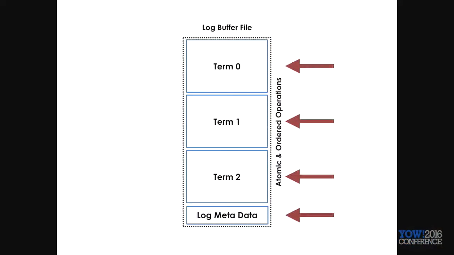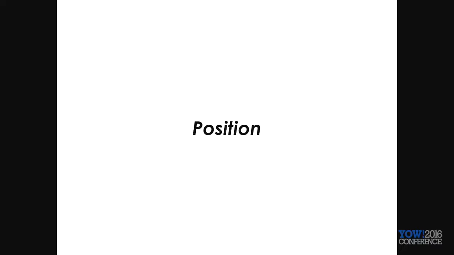I don't expect you to realize what a term is or what the log metadata is. Just realize that within this file, which is mapped into memory, there are ordered and atomic operations which are done all over it. But that's not the only thing. The concept of a position within that log is a unique identification of the byte. Publishers, senders, subscribers, and receivers all keep position counters. These are key to flow control and monitoring.